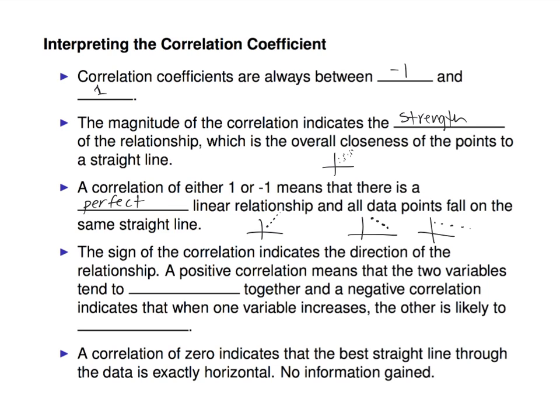A positive correlation means that they tend to go up together, or they tend to increase together. And a negative correlation indicates that when one goes up, like age goes up, max sign legibility goes down. I probably meant to say decrease. And a correlation of 0 means that the best straight line through the data is horizontal, and this is no relationship.